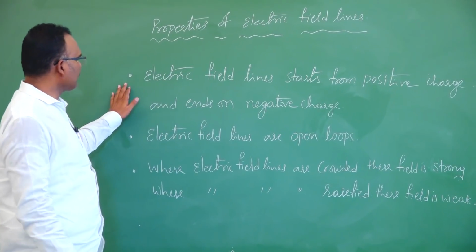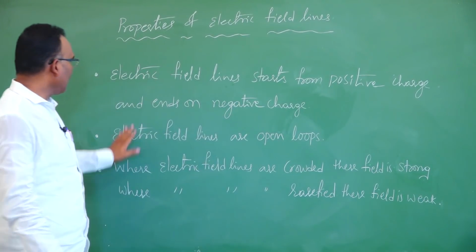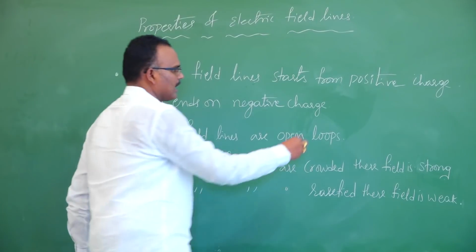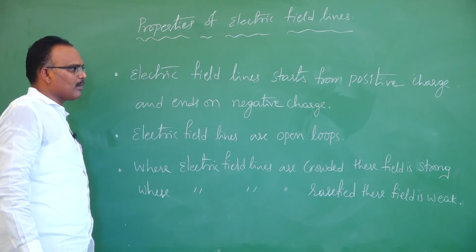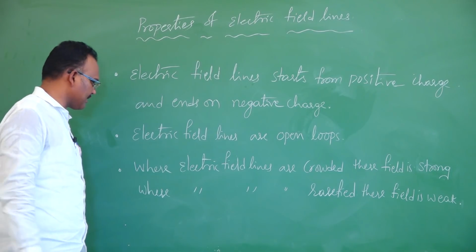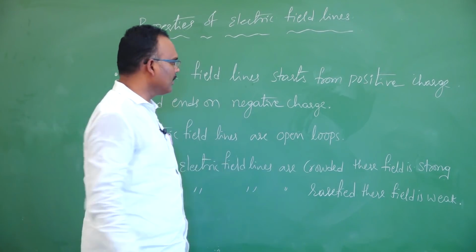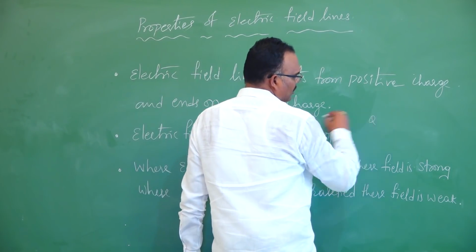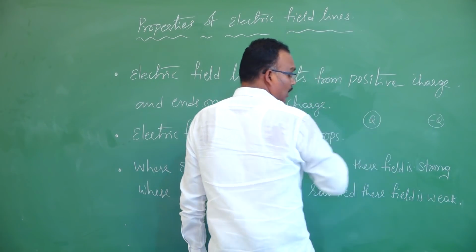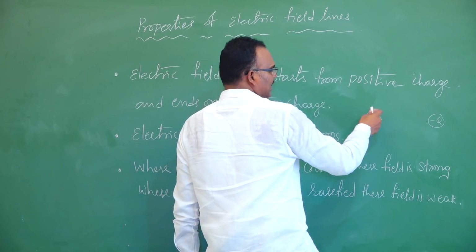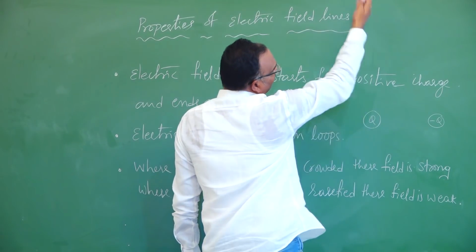So the first property is that electric field lines start from a positive charge and end on a negative charge. That we have seen while drawing the electric field diagrams for positive, negative and combinations of charges. Next, electric field lines are open loops. See here, if we take a charge Q, this is maybe another charge Q. Even for an isolated charge, we have seen it is a straight line, it will end at infinity. In any way it's open.